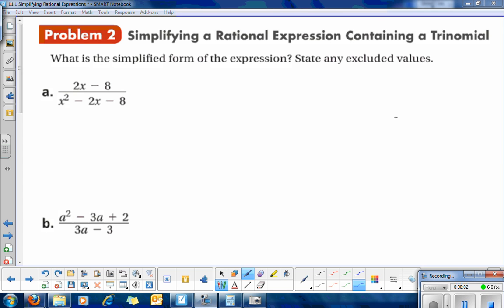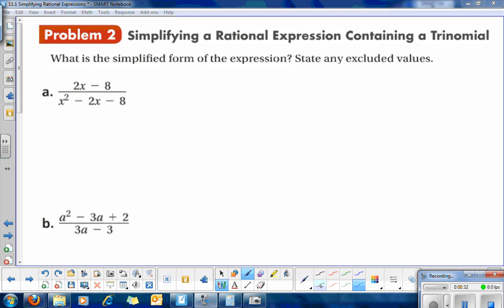Right, so problem 2 is simplifying a rational expression containing a trinomial. And I tell you guys, this is my favorite because it has to do with factoring trinomials. So it says here, what is a simplified form of the expression? And we want to, of course, state the excluded values. Now, of course, because we have a trinomial in the denominator for letter A, we cannot state the excluded values until we factor our denominator.